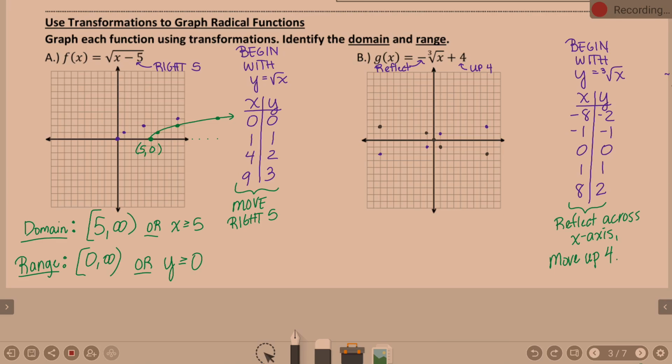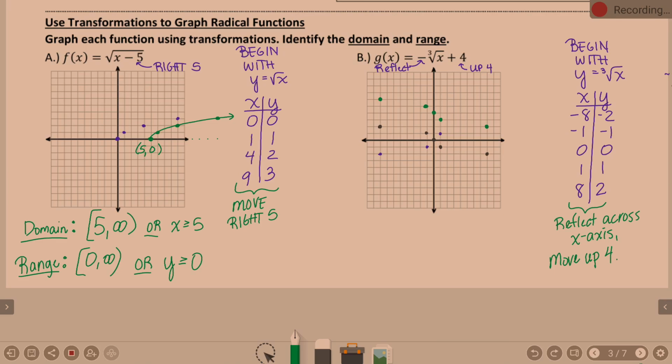Am I done though? No, because now what? Yeah, we're going to take each of those points and move them up 4. Okay? Now I'm just going to count up from each of those spots. 1, 2, 3, 4. 1, 2, 3, 4. 4. 4. And 1, 2, 3, 4. Puts us on top of one of our original points. Okay, guys. Those green points are my new graph.